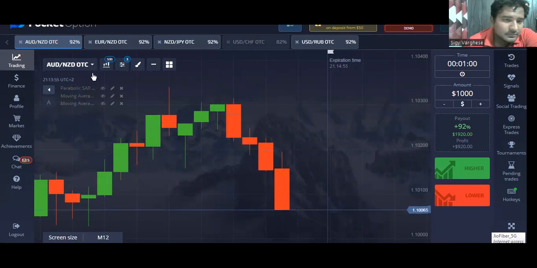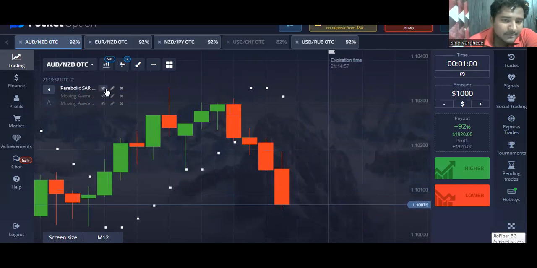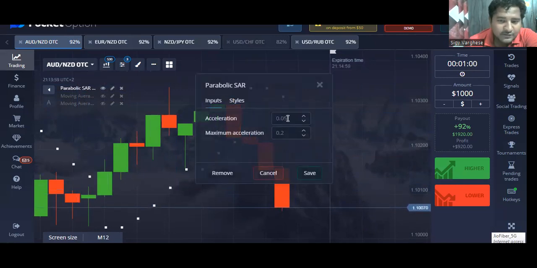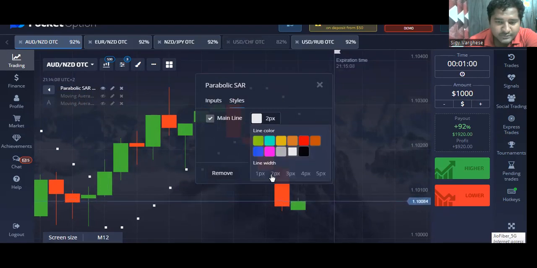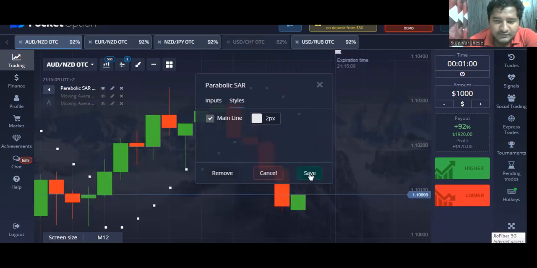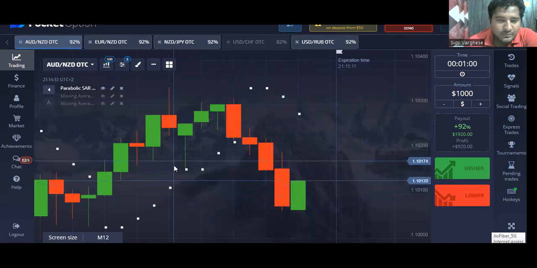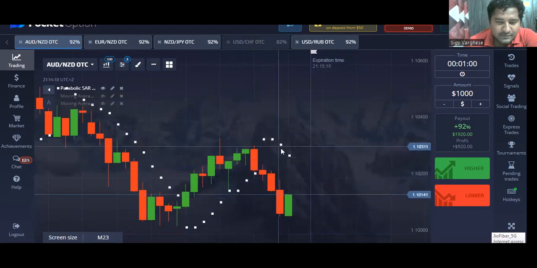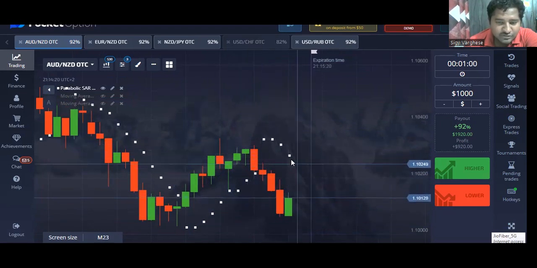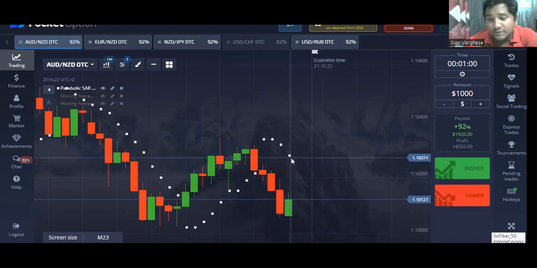Okay. Then you have Parabolic SAR. In the Parabolic SAR, I made some changes: the acceleration should be five, and for the style I just keep it wider for easy clarification. Whenever the Parabolic SAR goes upside, you need to take upside decisions, while when it is coming downside, you need to take more of a down direction.